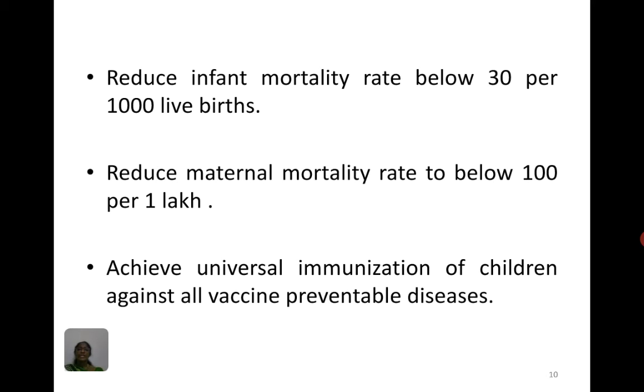Reduce infant mortality rate to below 30 per 1,000 live births was also one of the goals. Infants are those who are less than 1 year of age. The reasons for infant mortality would be negligence on the part of the mother, environmental factors, and not getting timely treatment. Many more reasons would result in infant mortality. To reduce this to below 30 per 1,000 live births was one of the goals set.